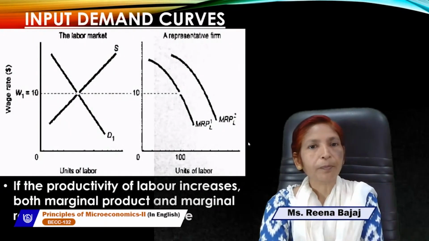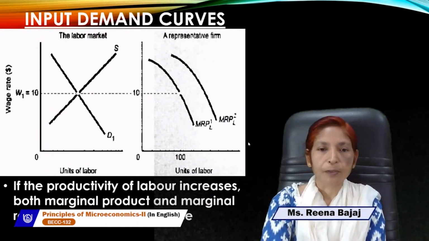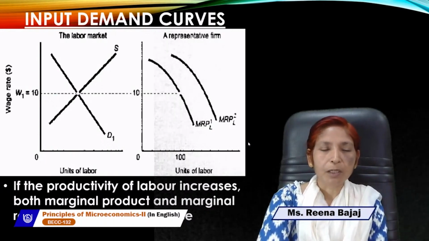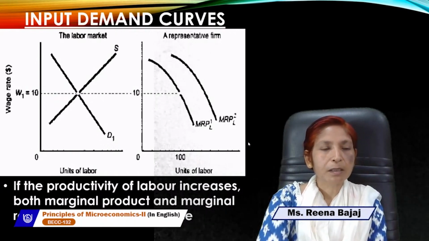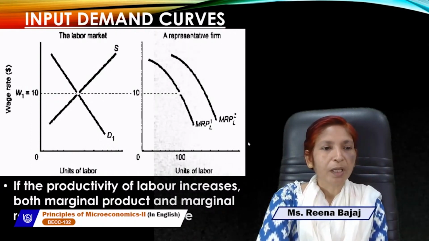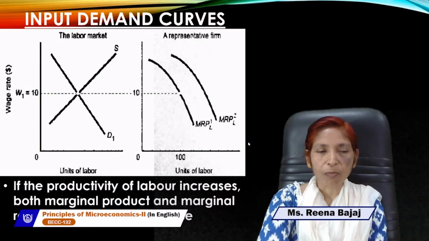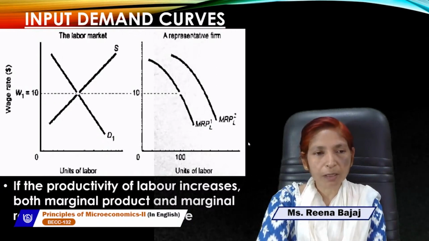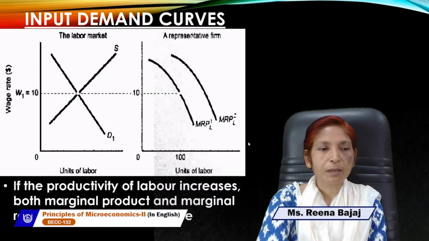Next is input demand curves. How can we draw input demand curves? In the first diagram, here we are showing the labor market. The demand curve for labor is always a downward sloping curve, which is inversely related with the wage rate, and the supply of labor curve is always an upward sloping curve, where both curves intersect each other. The equilibrium wage rate of labor is determined.